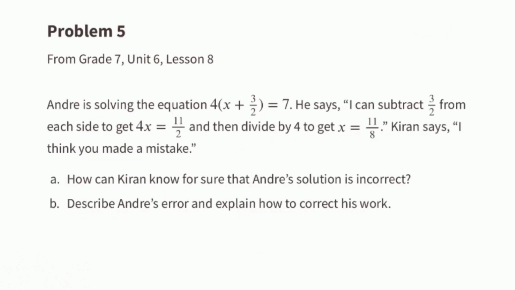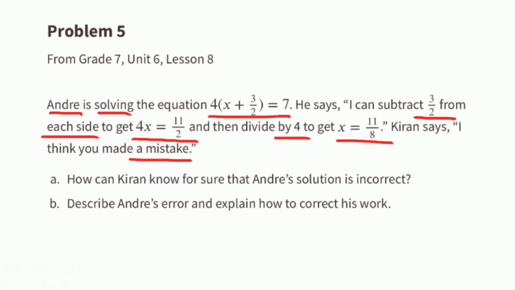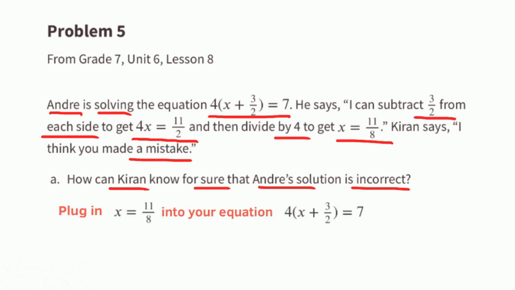Problem number 5. From 7th grade, Unit 6, Lesson 8. Andre is solving this equation. He says, I can subtract 3 halves from each side to get 4x equals 11 halves, and then divide by 4 to get x equals 11 over 8. Kieran says, I think you made a mistake. A. How can Kieran know for sure that Andre's solution is incorrect? Andre's solution said x equals 11 eighths.